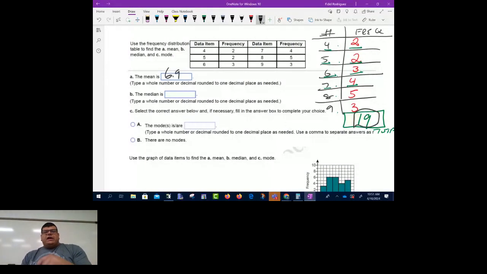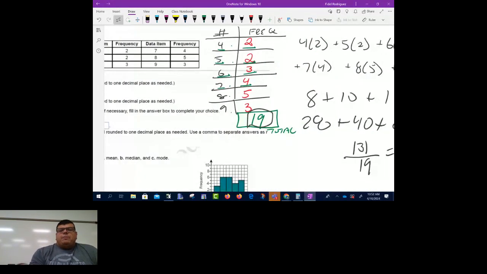Okay, second thing is, y'all, we want to see if we can find the median. Let's think about what the median is. The median is the number that's in the middle. Now, remember how many numbers we have total? We got 19 numbers, right?